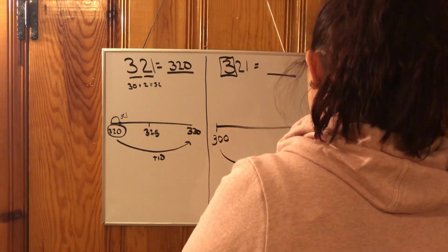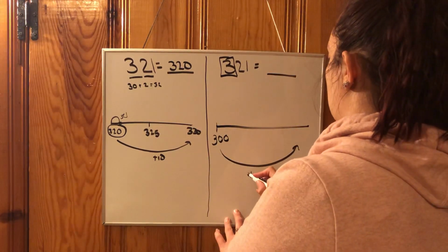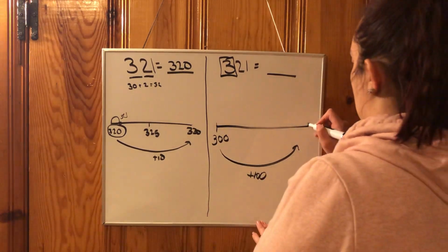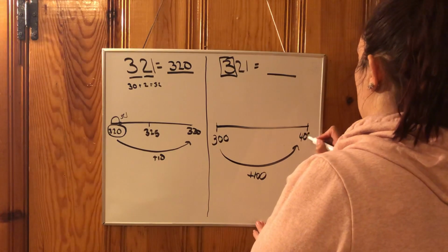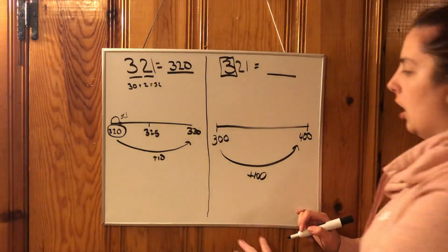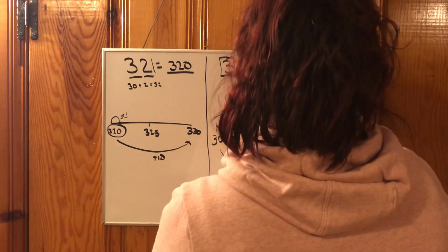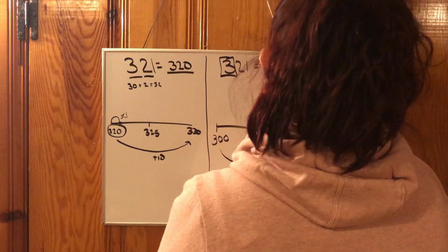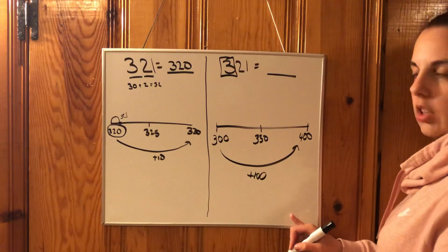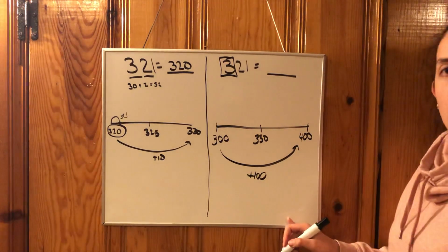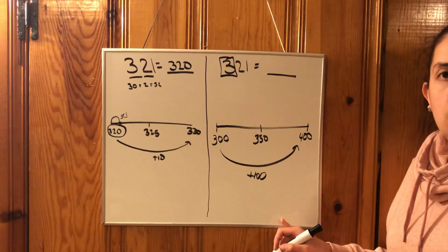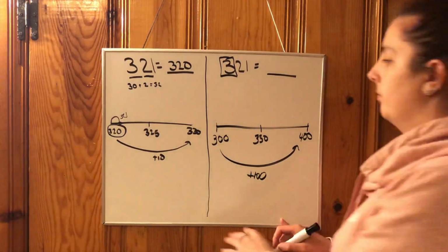Since we're rounding to the nearest 100, we're going to add 100. 300 plus 100 gives me 400, which is my second benchmark number. And our midpoint, smack dab in the middle, would be 350. Okay, we need to put 321 on the number line. Since we're doing to the nearest 100, we are going to do jumps of 10 because it's going to be very difficult to try to fit 21 little jumps on this number line.